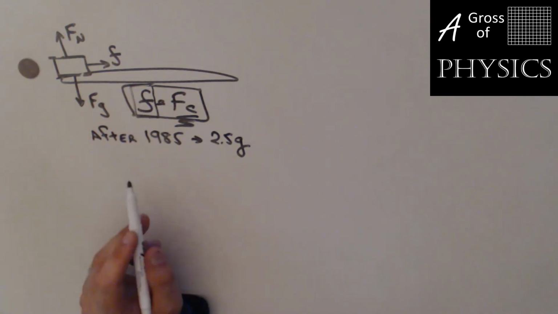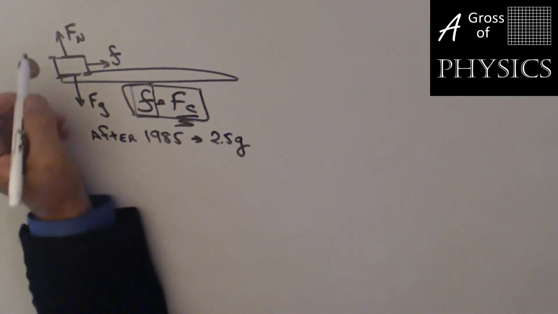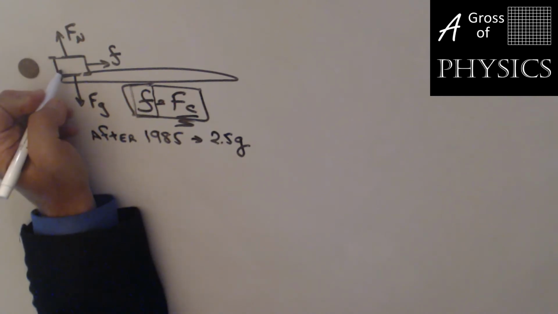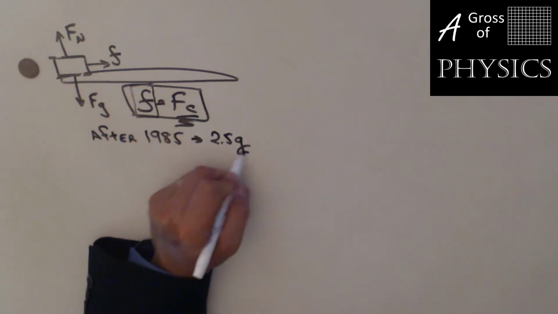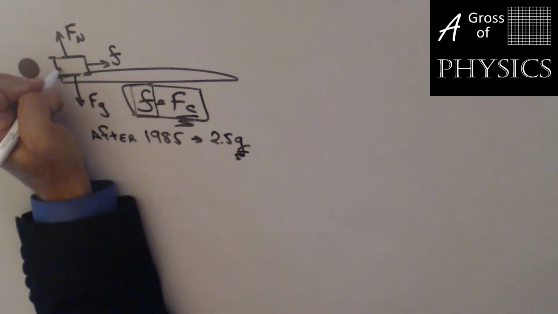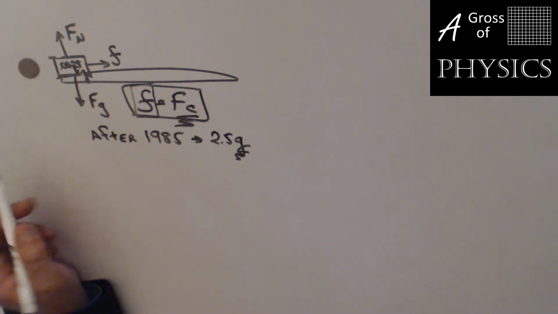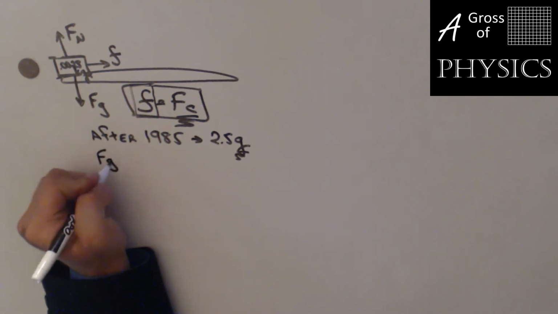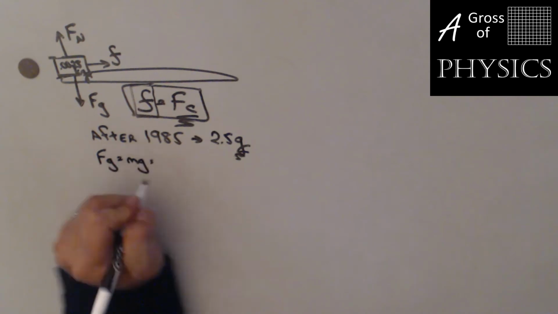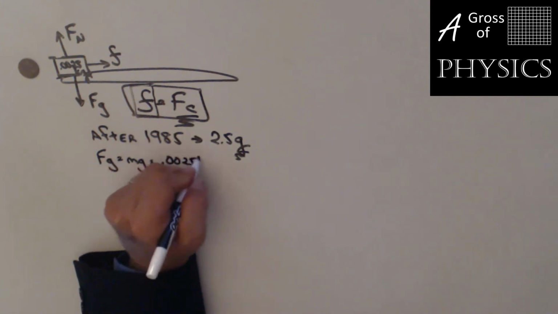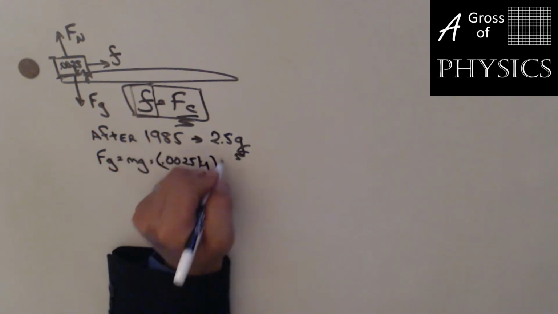Bottom line, we have our free body diagram here, and what I'm going to do is place in the box the mass. This is in grams, so I'm going to move the decimal 3 places to the left, 0.0025, and that's going to be in kilograms. Now, the force of gravity is mg, so 0.0025 times 9.8.